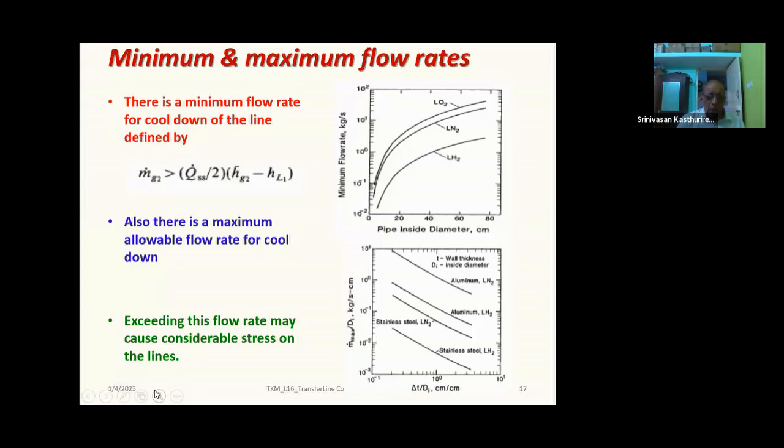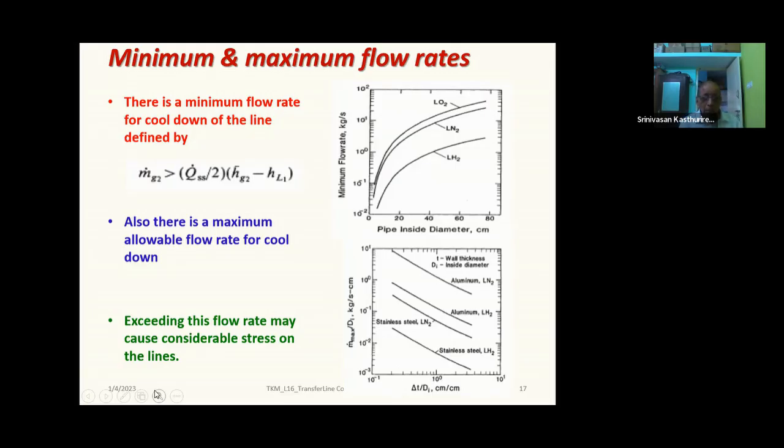For the design, see these expressions. If you go to Randall Barron's book, he will give you all the details. This entire thing is taken only from Barron's book, so you can go through that book and get more details. The expression tells you that there is a minimum flow rate for cool down of the transfer line. That means if the flow rate is smaller than this minimum value, then the line will not get cooled down at all.